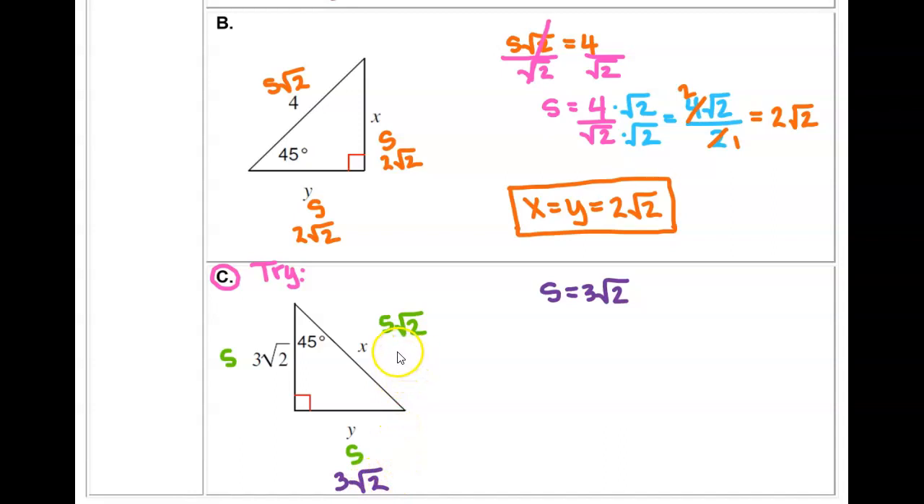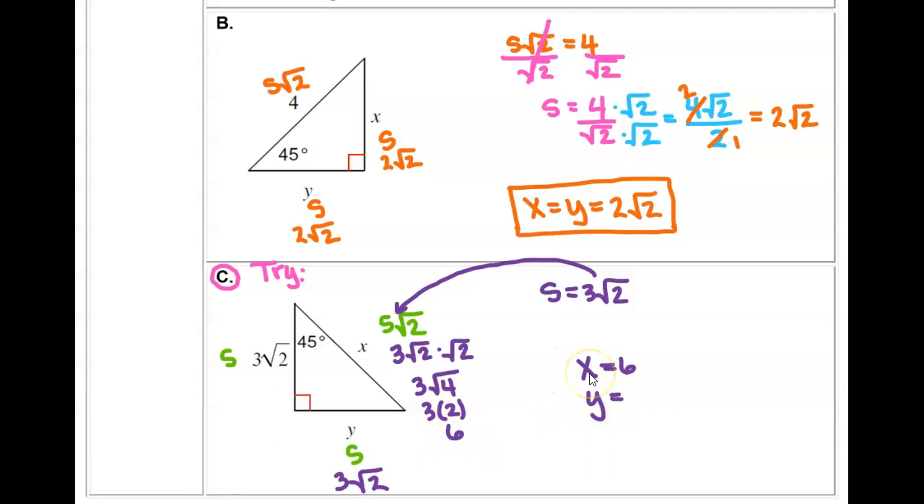And what about our hypotenuse? Well, that is S times root 2. So we know that S is 3 root 2, so we are going to substitute that back in for S. So for S, we're substituting in 3 root 2, and then we're multiplying that by root 2. So that's going to give us 3 times root 2 times root 2, which is root 4. So 3 times 2 is ultimately going to give us 6. So in this problem, my hypotenuse, which is X, is going to be 6. And Y, one of my legs, is going to be 3 times the square root of 2.